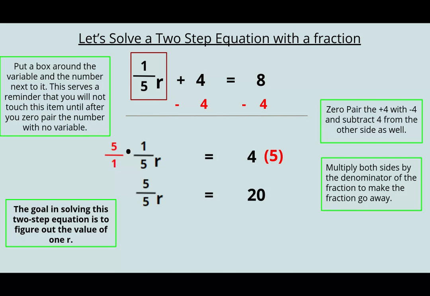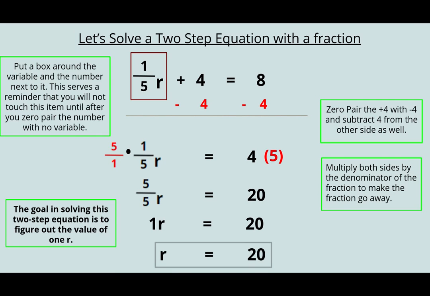Now, what does 5 divided by 5 equal? Well, 5 divided by 5 is 1. So I've solved this equation. 1r equals 20. Remember, in math, we don't write 1r. We just write r equals 20. So that is the solution to this equation. R equals 20.